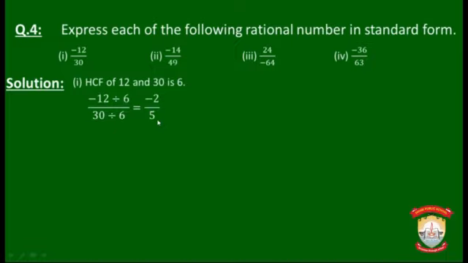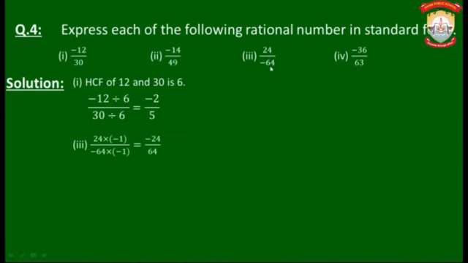Now, in minus 2 upon 5, we will see that there is no common divisor and the denominator is also positive. Hence, minus 2 upon 5 is our standard form. Now, come to the third part, that is 24 upon minus 64. Here, we can see that our denominator is negative. So, we have to make it positive. For that, we will multiply the numerator and denominator both by minus 1.